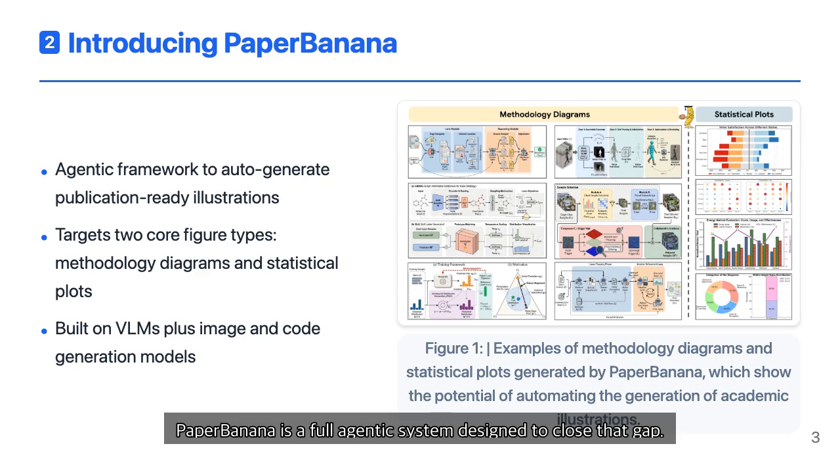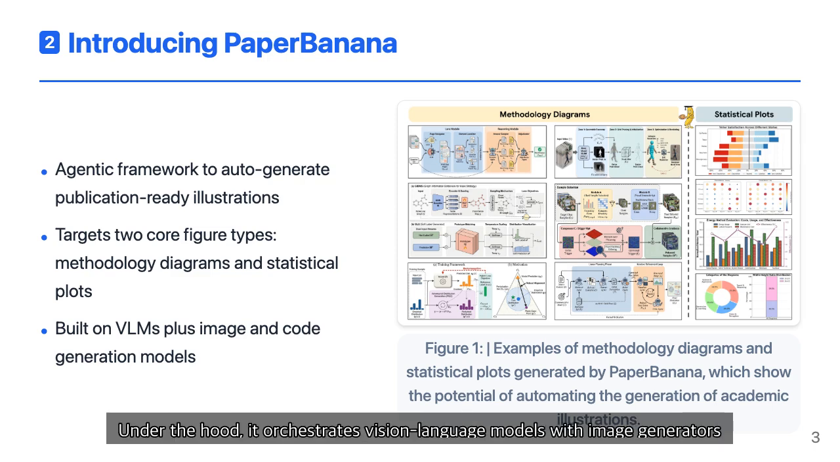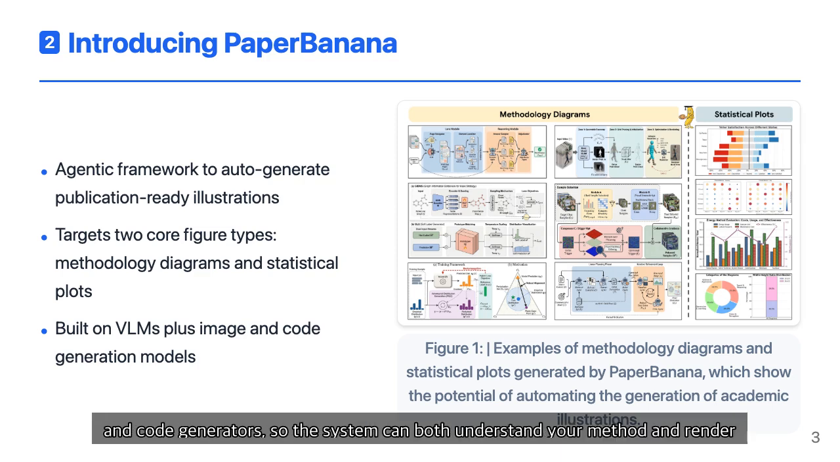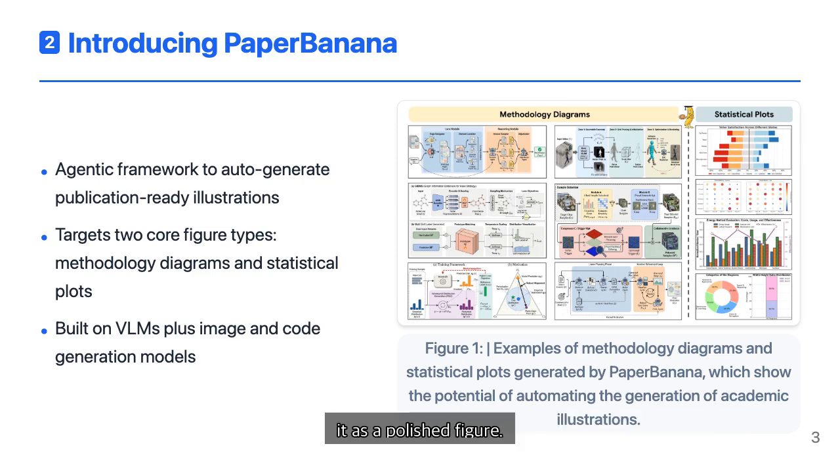PaperBanana is a full agentic system designed to close that gap. It takes in your method description and figure caption and automatically produces publication-style methodology diagrams. The same pipeline can also generate statistical plots from data. Under the hood, it orchestrates vision language models with image generators and code generators, so the system can both understand your method and render it as a polished figure.